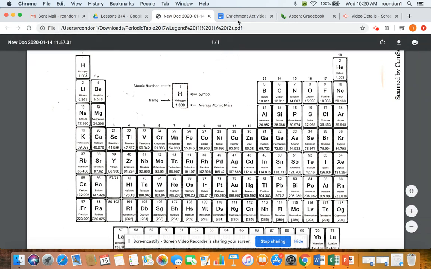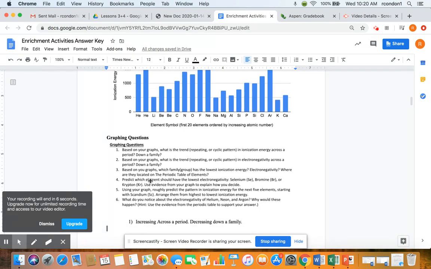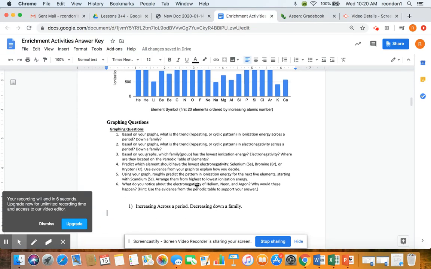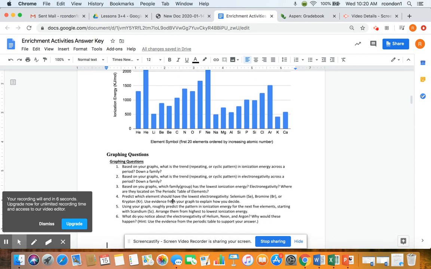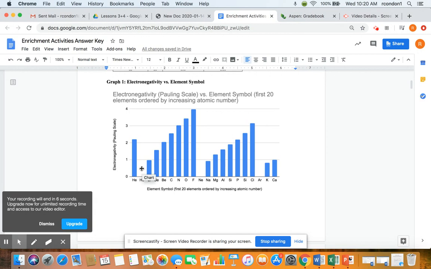Now, let's answer number 4. Number 4 is asking us to predict which element should have the lowest electronegativity. So that's going to be selenium, bromine, or krypton, and use evidence from your graph to explain how you decide. So now we need to look at electronegativity. As we can see, similar pattern.